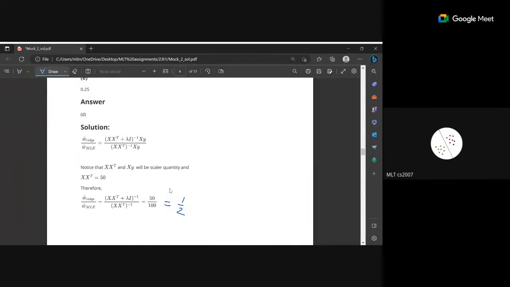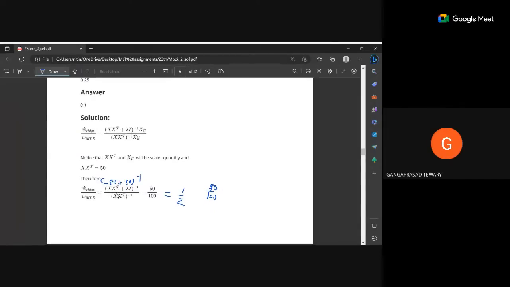No, this is just a scalar, so the inverse will be one over that, right? Because XX transpose plus lambda is 50 plus 50, right? So inverse of that will be what? It's just 1/100, right? And this is 50, I think.